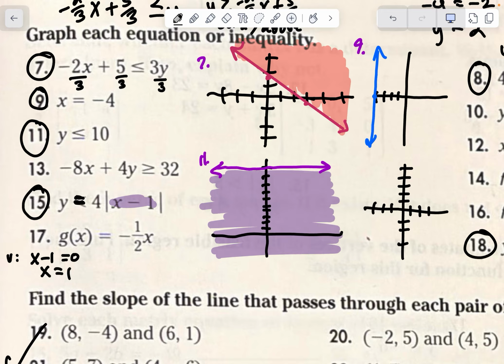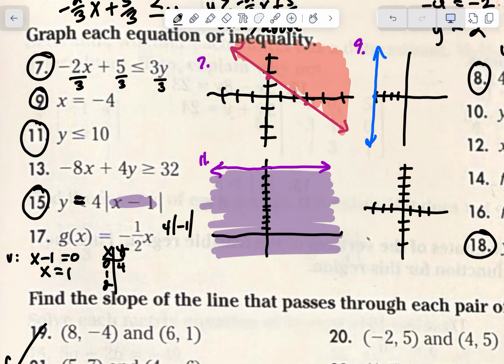Our second step for 15 is to make a table. Remember, we make a table with the vertex on it, one below it, and one above it. And we're just going to plug those numbers in and see what happens, okay? If I plug in 0, I get 4 times the absolute value of negative 1. What is the absolute value of negative 1? 1, right? It just takes off that negative. And so 4 times 1 is 4.